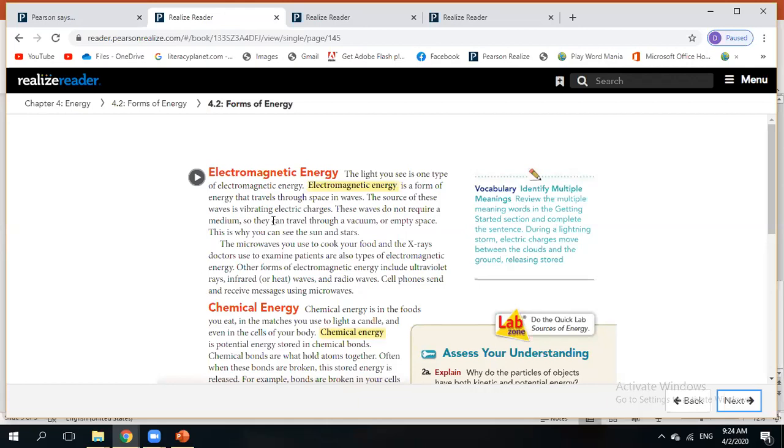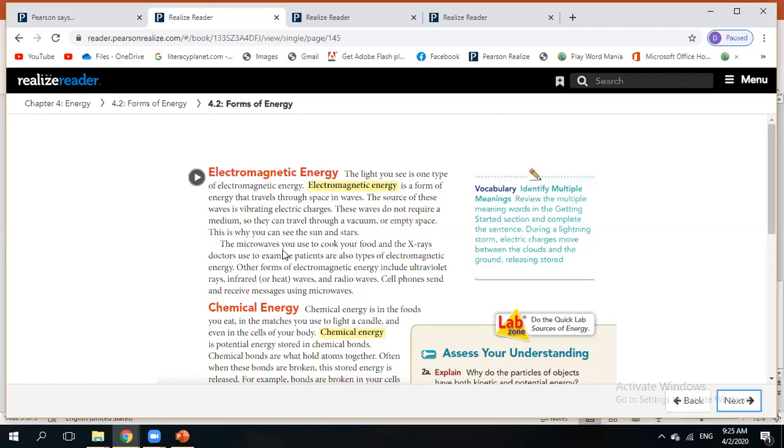So when I ask you, what is the form of energy in light or visible light, this is called electromagnetic energy. The light you see is one type of electromagnetic energy. But what about lightning?